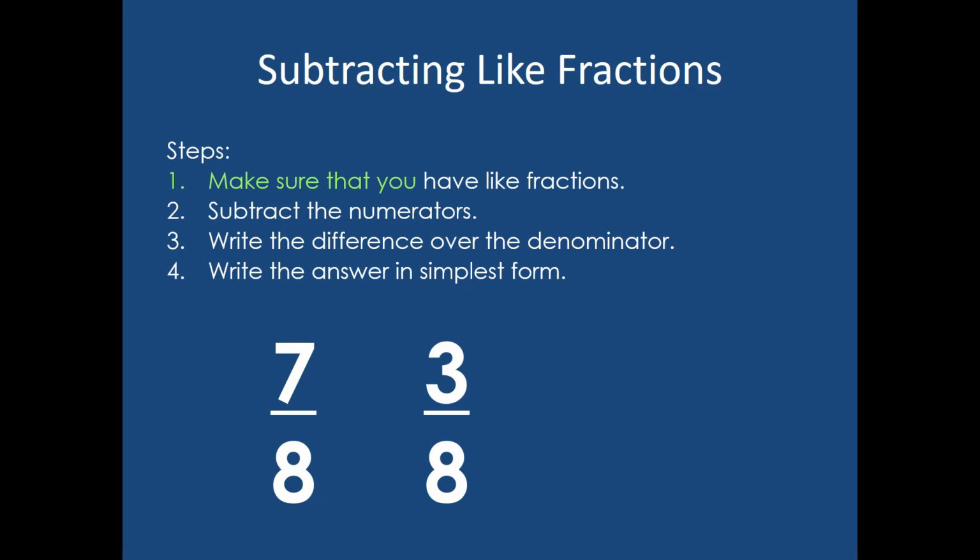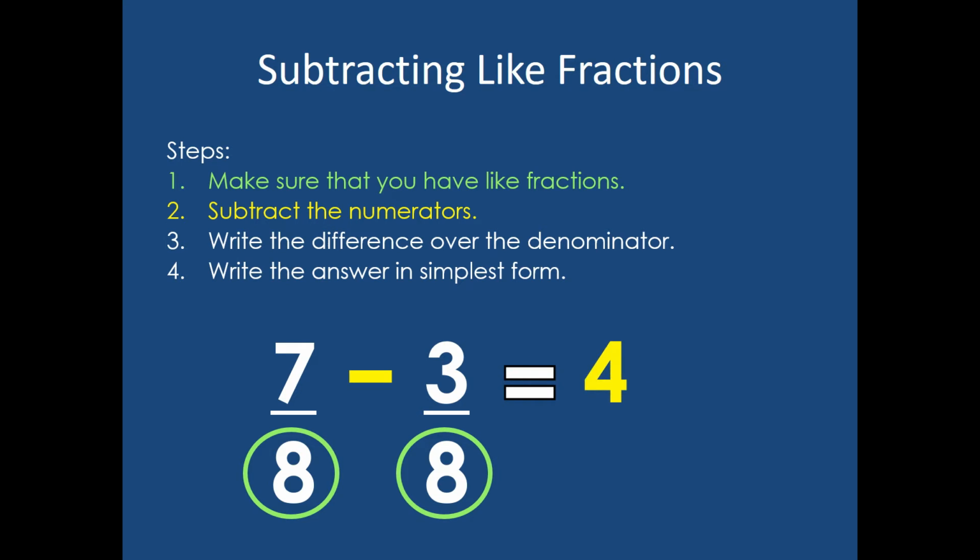First step, make sure that you have like fractions. 7 over 8 and 3 over 8 are like fractions because their denominators are both 8. Second step, subtract the numerators. 7 and 3 are the numerators. 7 minus 3 is equal to 4. Third step, write the difference over the denominator. You're just going to copy the denominator of the like fractions, which is 8.